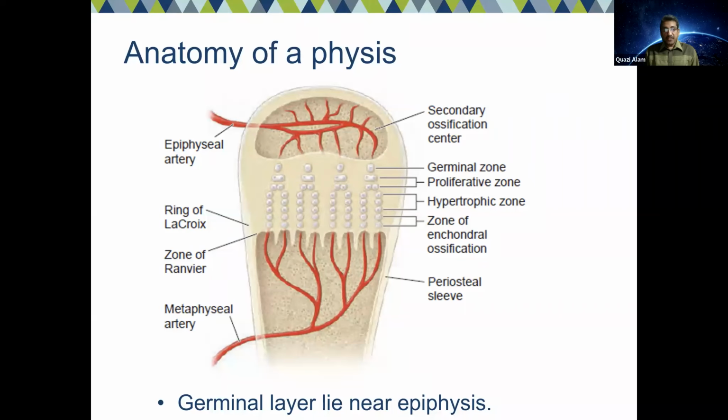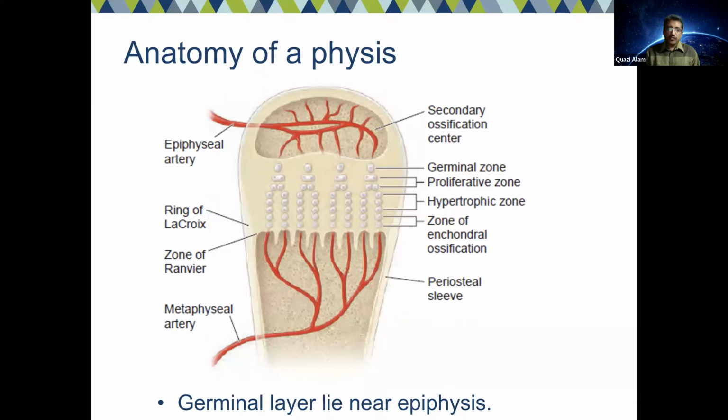Regarding the anatomy of the physis itself, it is subdivided into 5 portions: the germinal zone, proliferative zone, hypertrophic zone, and zone of enchondral ossification, which may again be subdivided in some books into zone of calcification and zone of ossification. The germinal and proliferative zones in some textbooks are also known as the reserve zone. Doesn't matter how they are labeled, we have to remember the 5 basic components: germinal, proliferative, hypertrophic, zone of calcification, and zone of ossification.